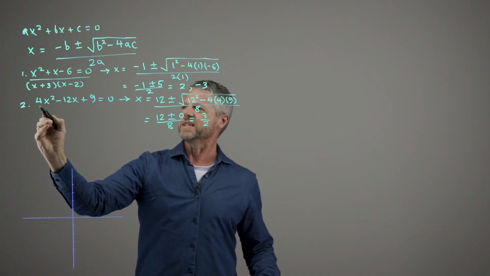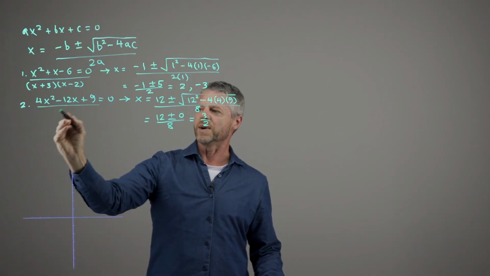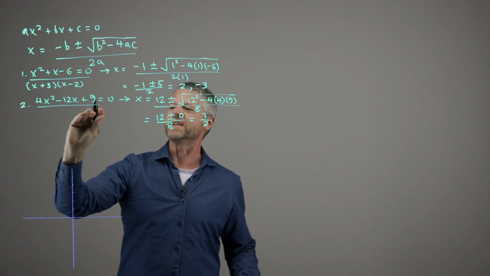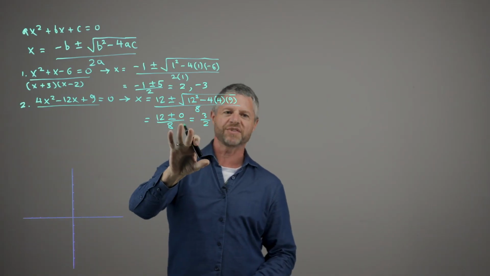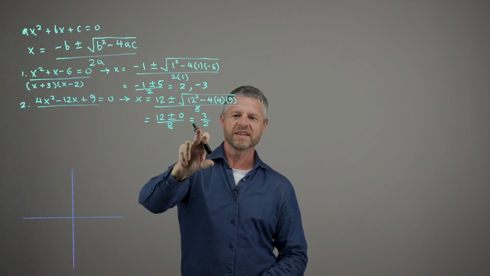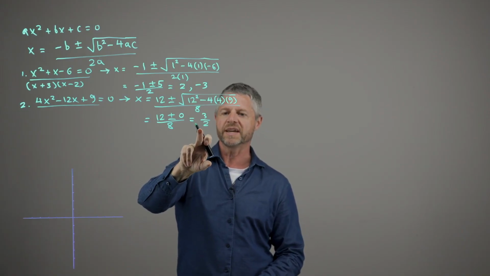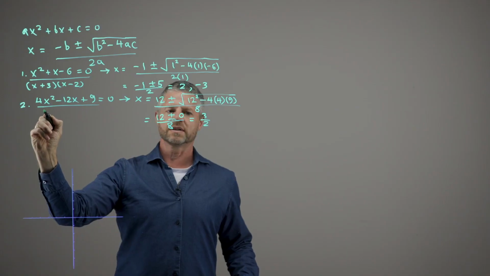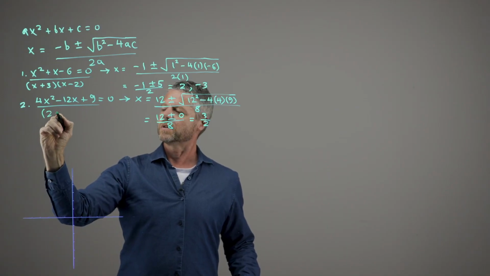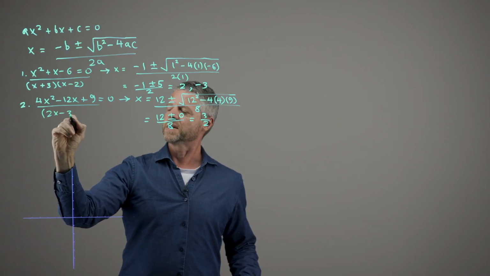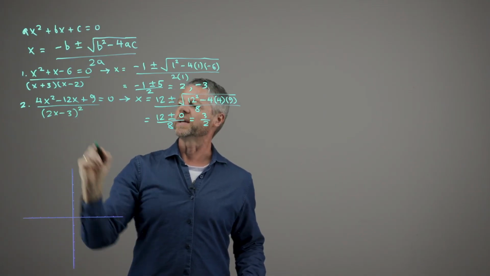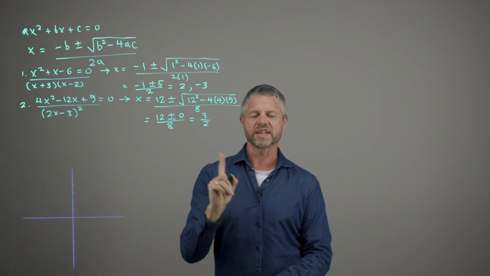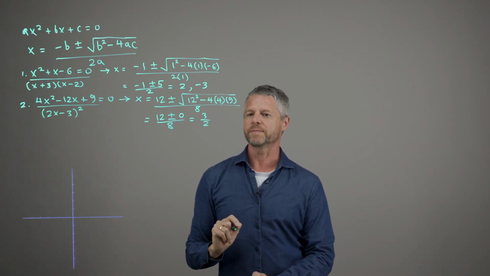And I think that we did this example in the last video as well. Or if we didn't, we can see that it must factor because we're getting a nice rational number here. And it factors into 2x minus 3 squared. So x equals 3/2 is the single solution, just one solution here.